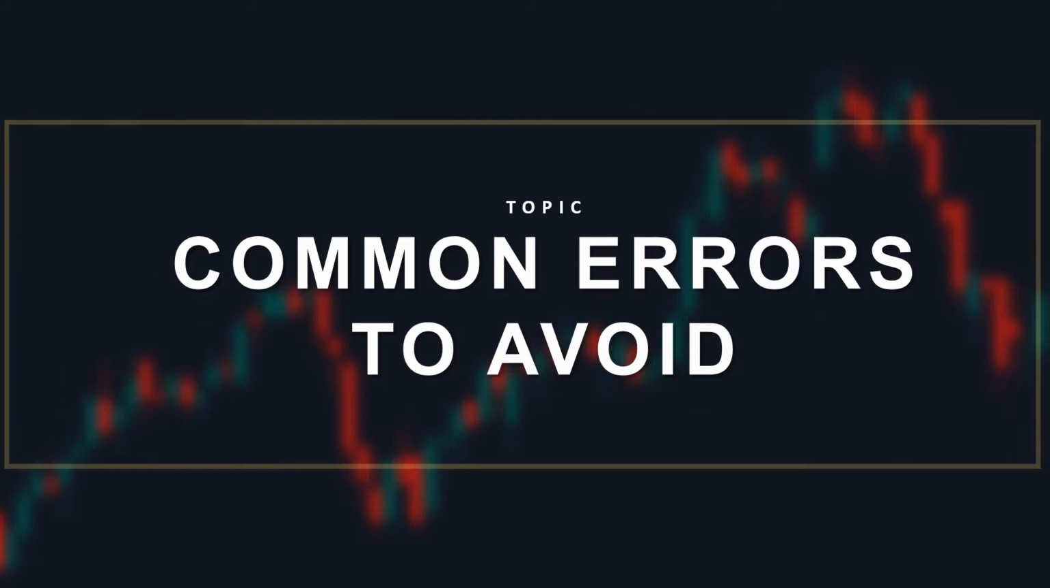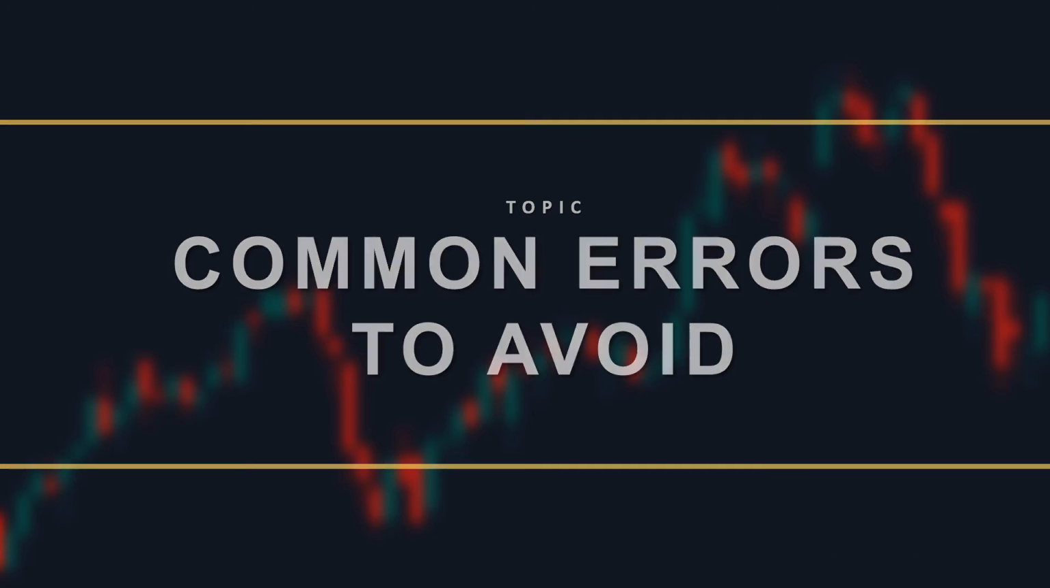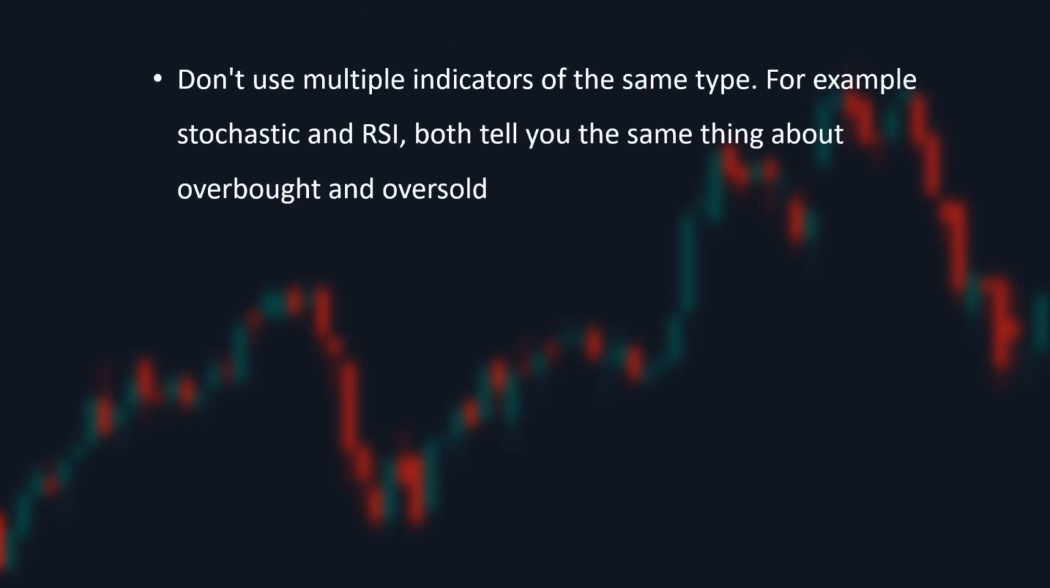Common errors to avoid. Many investment concepts are logically flawed from the beginning. Logic and common sense can help you save time and energy. Before implementing any indicators into your trading strategy, it is essential to be aware of the following common mistakes made by traders. Don't use multiple indicators of the same type. For example, stochastic and RSI both tell you the same thing about overbought and oversold. Avoid this type of mistake.